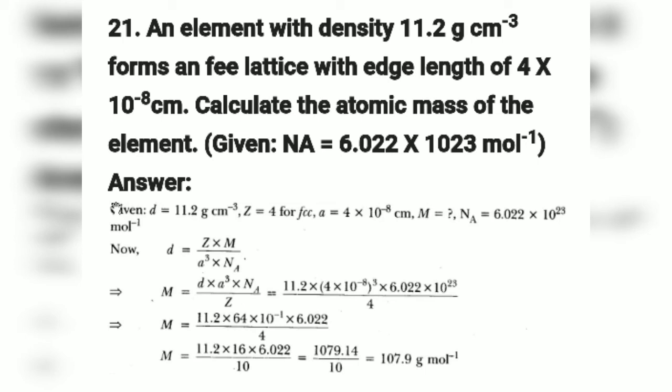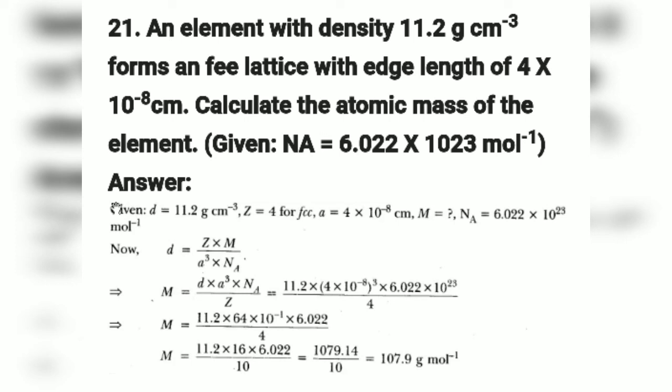Dear student, when numericals are asked in the exam, first write the given, and you will get some points and scores for it. After the given, write the formula, and you will get points for that too. Don't skip anything. You know the main formula is D is equal to ZM divided by A cube Na. It is a very simple formula that you have to use here. We will simplify it to find the atomic mass: M is equal to D into A cube into Na divided by Z.